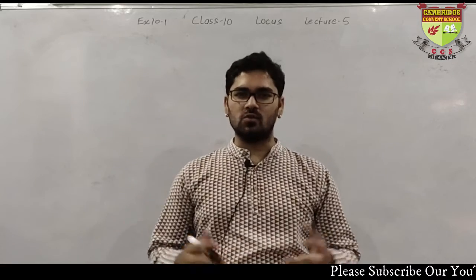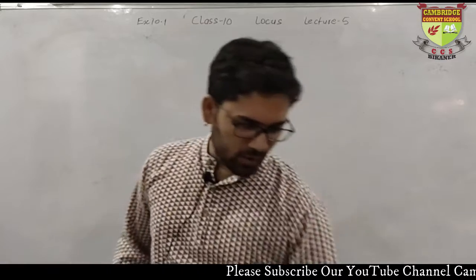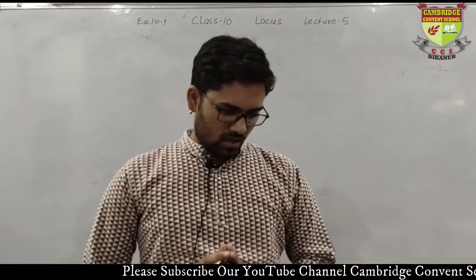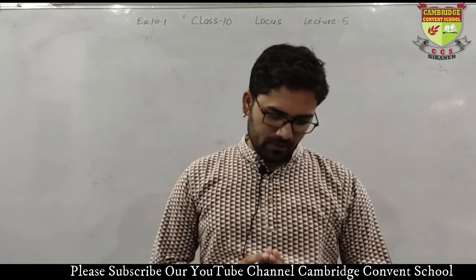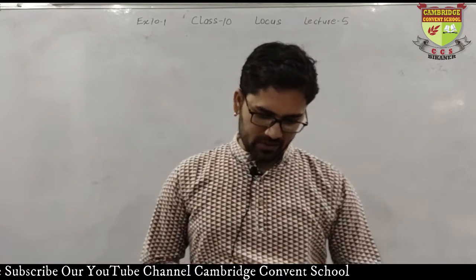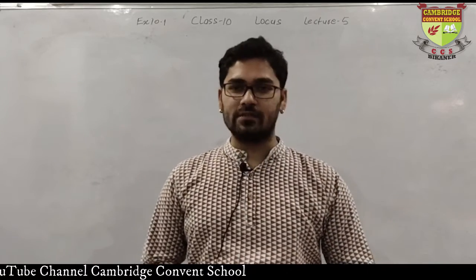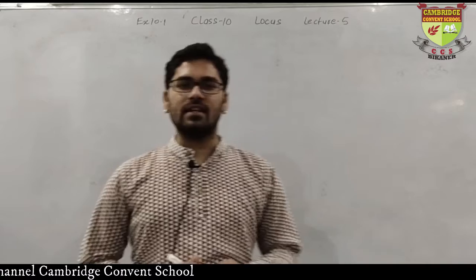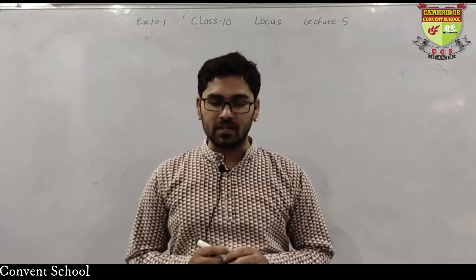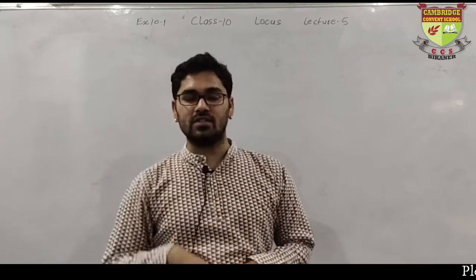Today is our turn to solve question number 3 of exercise 10.1. I'm going to read question number 3 for you. It says, what will be the locus of a point equidistant from three non-collinear points A, B and C, and we also have to justify our answer. What does non-collinear mean? That means they are not in a straight line, they are randomly distributed.